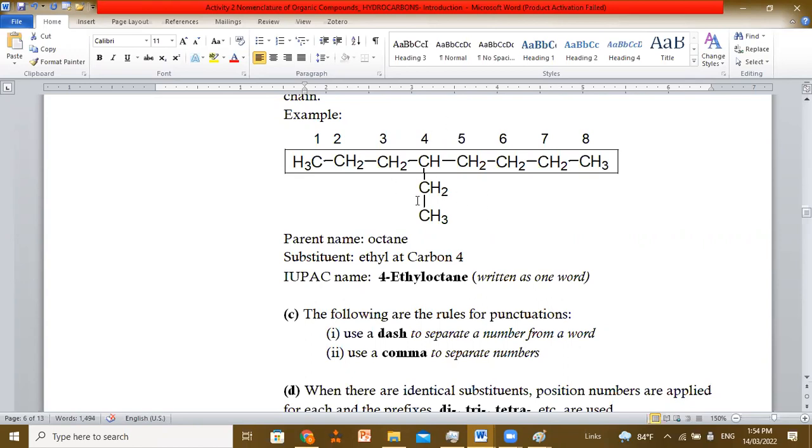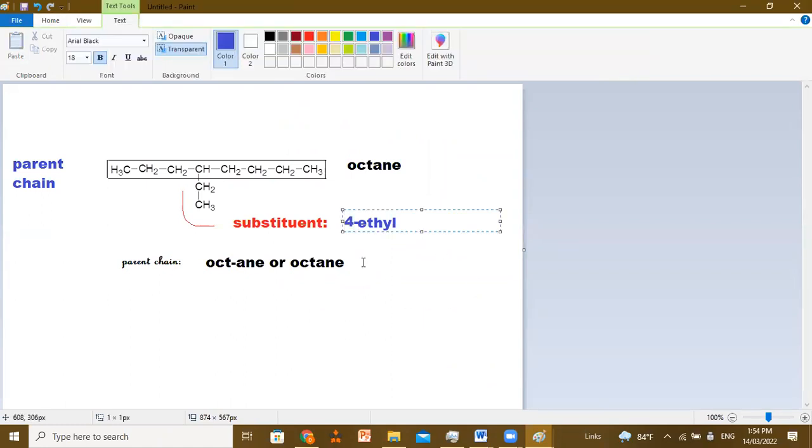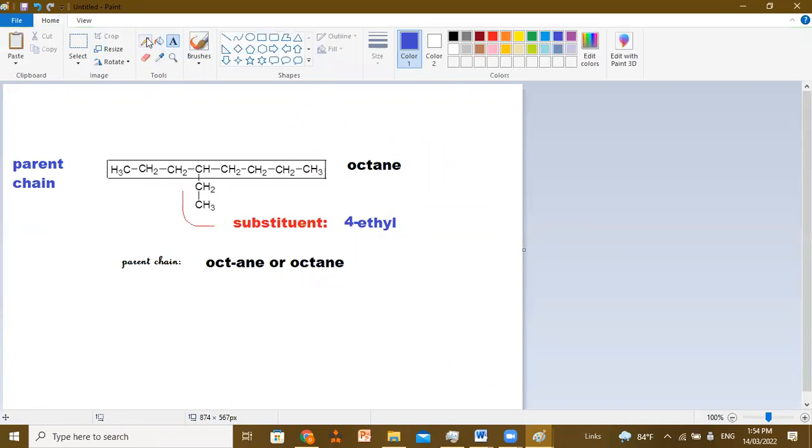So we indicate that the ethyl substituent is located on carbon 4. So we include this to be 4. This one is located on carbon 4. As I mentioned earlier, you can start counting here from the left. That's carbon 1, carbon 2, carbon 3, carbon 4. If you start counting from the other side, this becomes carbon 1, carbon 2, carbon 3, carbon 4, and carbon 5. So we don't choose carbon 5, but instead we choose carbon 4. We choose the lower location of the substituent. Therefore, we name this one as 4-ethyl substituent.